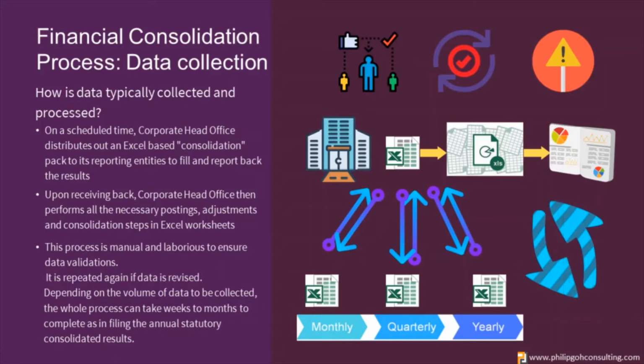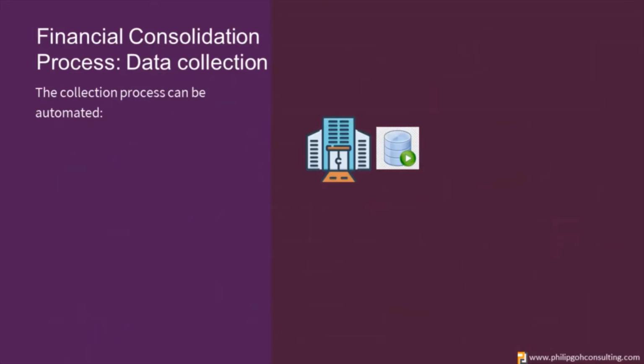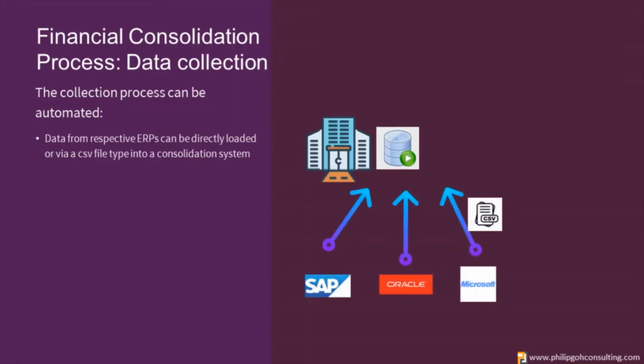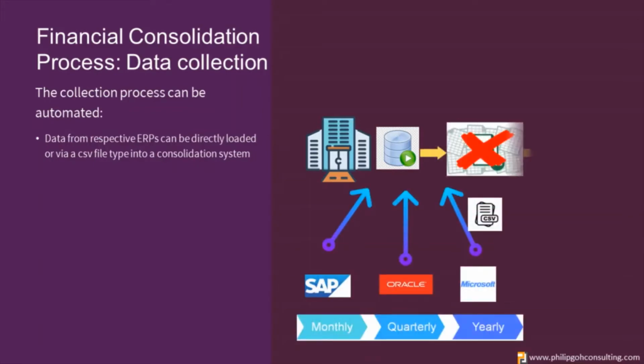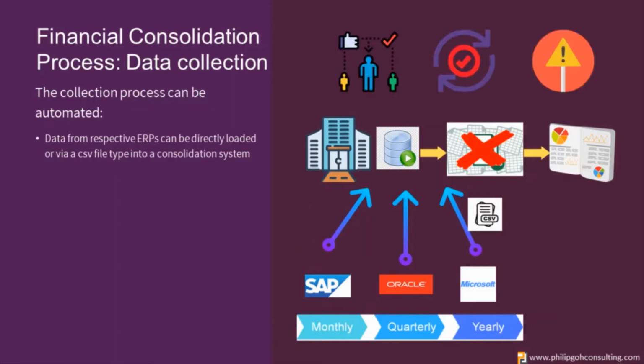Depending on the volume of data to be collected, the whole process can take weeks to months to complete, as in filing the annual statutory consolidated results. This process can be automated. Data from respective ERPs can be directly loaded or via a CSV file type into a consolidation system. There will be no tedious linking, handling and checking of spreadsheets, which also means less chances of errors. Let me just show you what I mean.